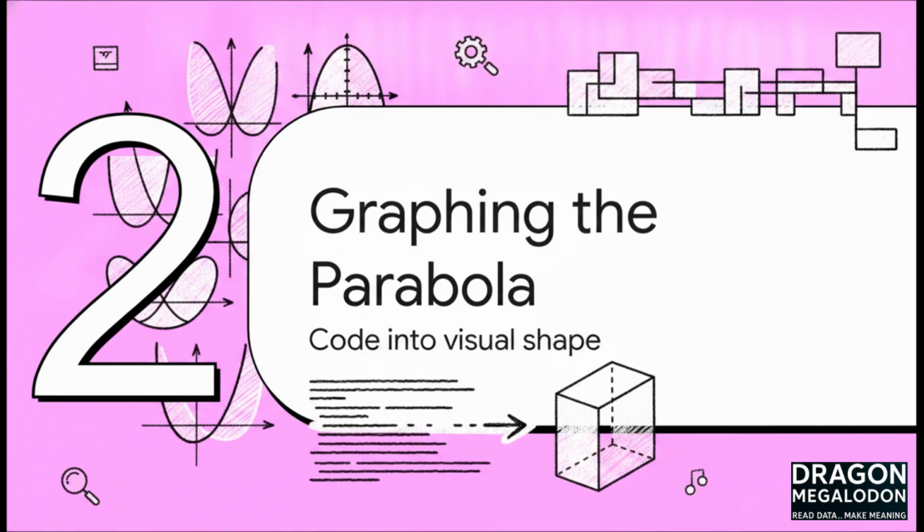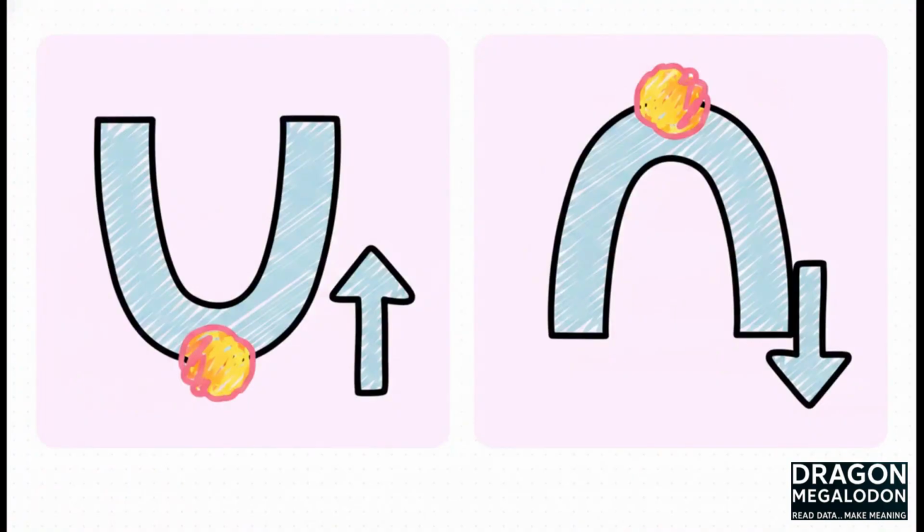Moving on to section 2, graphing the parabola, turning code into visual shape. When this raw mathematical code executes visually on a coordinate plane, it forms a perfectly symmetrical U-shape called a parabola. Now check out that leading coefficient again, the a parameter. It acts as a primary directional flag. If a is greater than 0, so a positive number, the parabola opens upwards, making the vertex the absolute lowest point, the valley. Think of it like a giant satellite dish pointing at the sky.